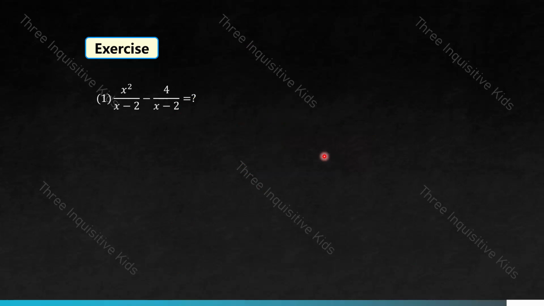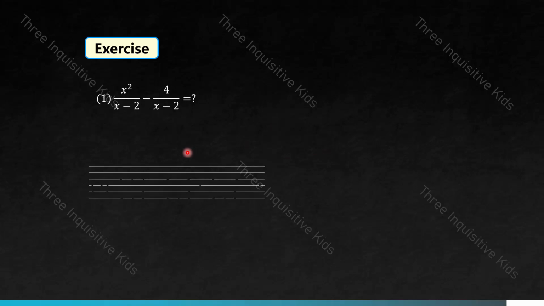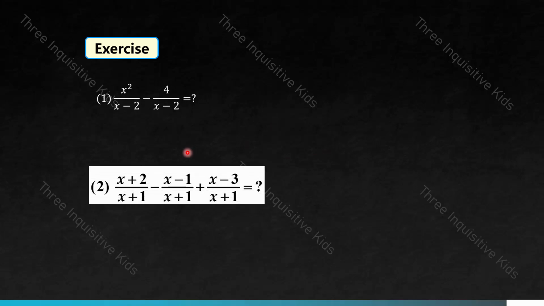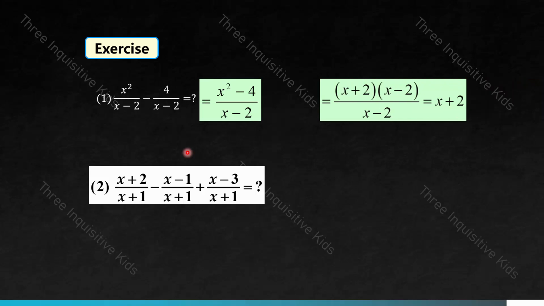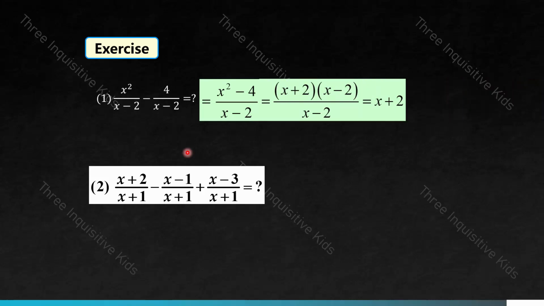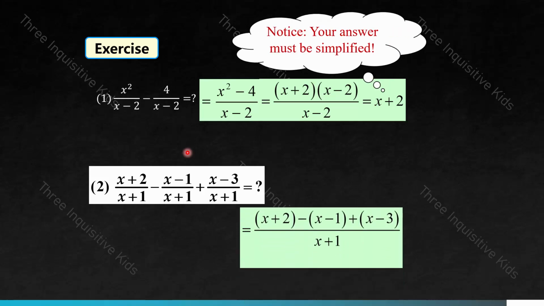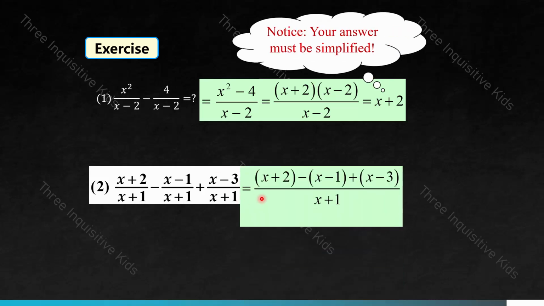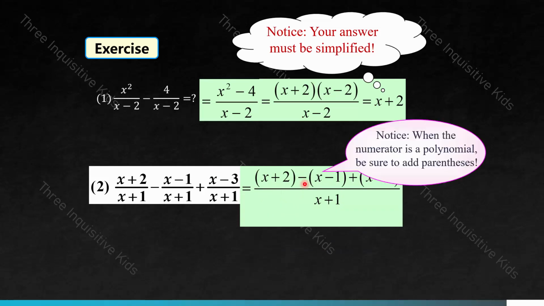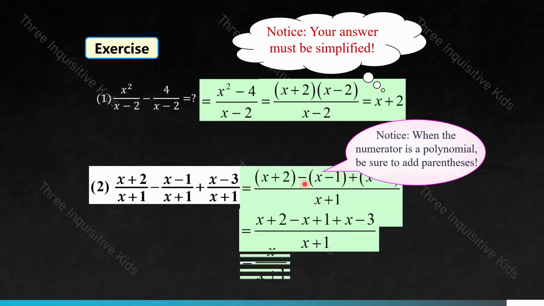Here's an exercise. What does this expression equal? Well, for the first one, you should have gotten x squared minus 4 over x minus 2. And after factoring and reducing, you have x plus 2. For your next one, be sure to add the parentheses around each numerator, and then you can combine like terms, which gives you x over x plus 1 as your final answer for the second question.